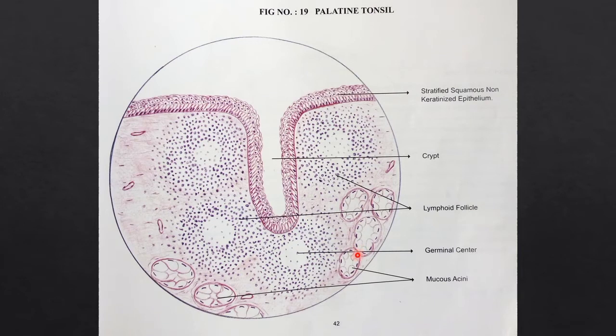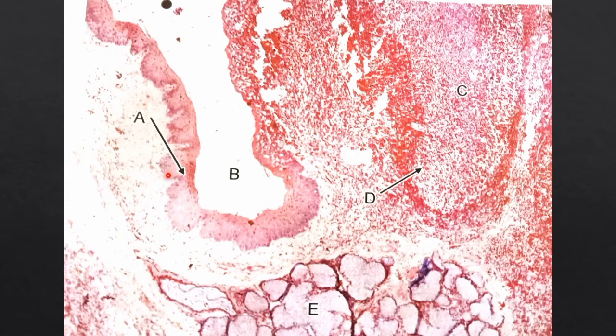So the identification points you have to write are: the lining epithelium is stratified squamous non-keratinized epithelium, the lymphoid follicles are present in the lamina propria, and the mucous acini are seen in this particular palatine tonsil. Those are the identification points of the palatine tonsil. So you can identify the palatine crypt over here, then mucous acini over here, and these are nothing but the lymphatic aggregations, lymphatic nodules. So that is about the identification of the palatine tonsil.